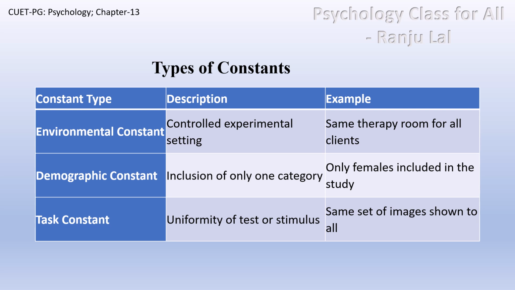The third constant type could be the task constant. That means all the tasks should be uniform for that particular test, or for that particular stimulus. Like the same set of images will be shown to all the participants. There would be no changes, whether the participants are coming from different criteria, or different categories, or different cultures. Still, the task would be the same for each and every one.